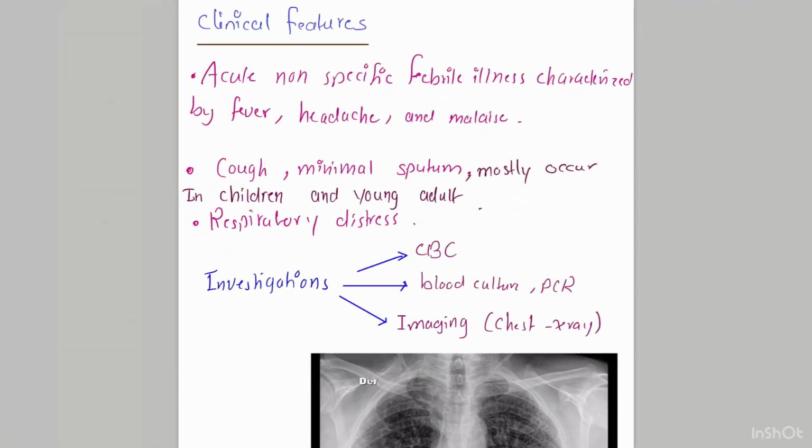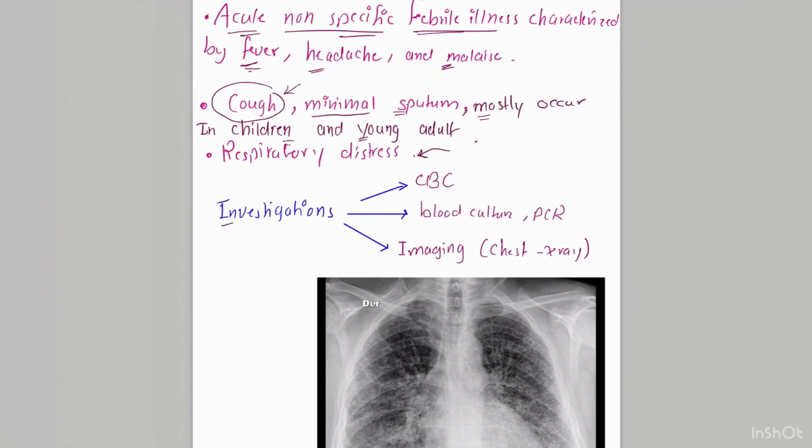Regarding the clinical features of atypical pneumonia, it's characterized by an acute non-specific febrile illness with fever, headache and malaise. Sometimes they even have myalgia, meaning muscle pain. It's also characterized by a cough that produces a minimal amount of sputum. This type of pneumonia syndrome mostly occurs in children and young adults, meaning a young age group. It may cause respiratory distress in severe cases.